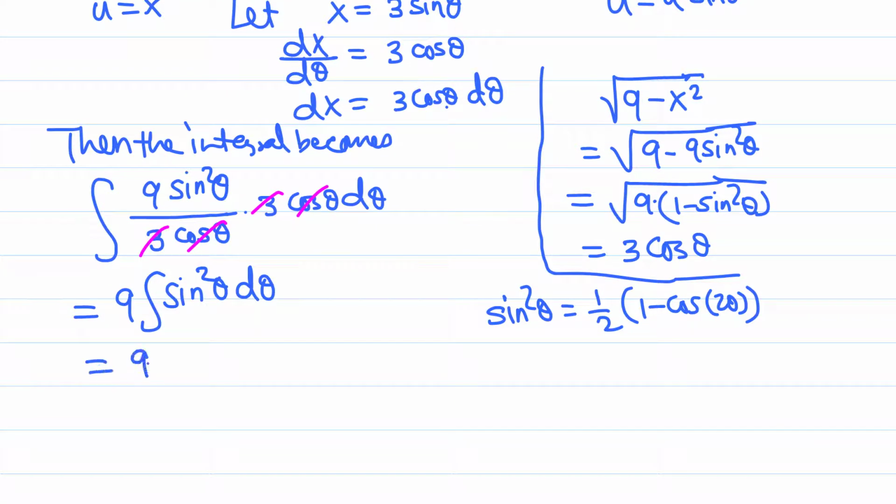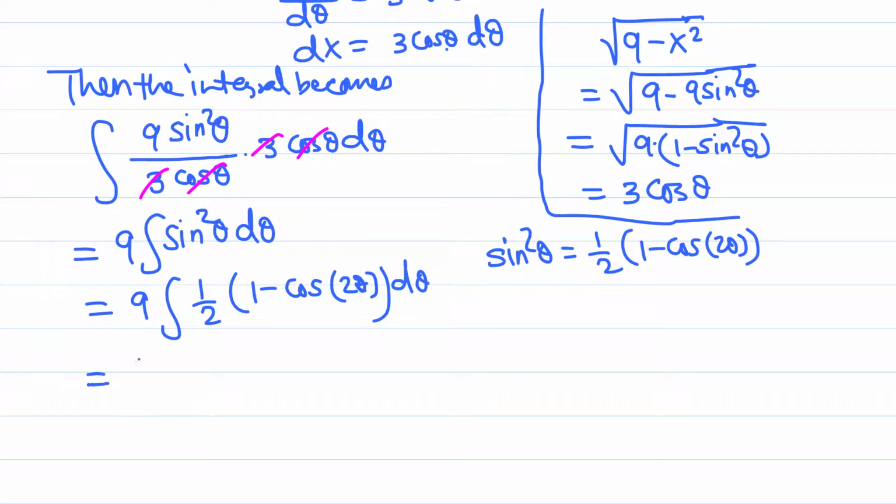So that is 9 times 1/2 times 1 minus cosine 2 theta d theta. This 1/2 can be pulled outside, so that is 9 times 1/2, 9/2. Now we can integrate. The antiderivative of 1 is x, but our variable is theta, so theta minus the antiderivative of cosine, which is sine.